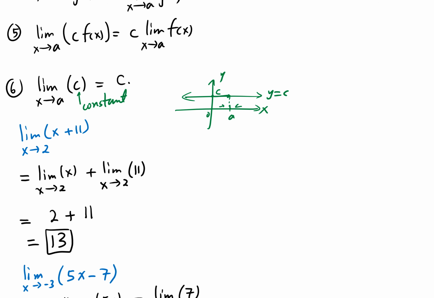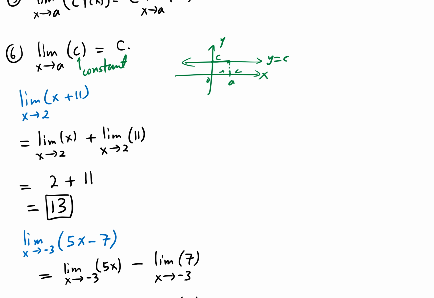There's another one here. We need to find the limit of 5x minus 7 as x approaches negative 3. To do so, the limit of the difference is the difference of the limits. That's by property 2.